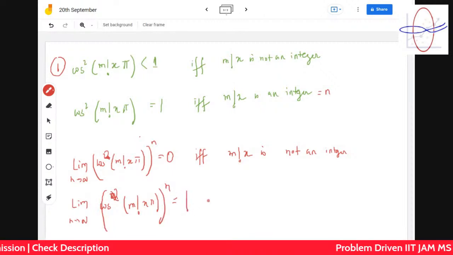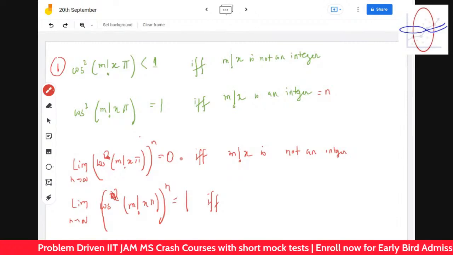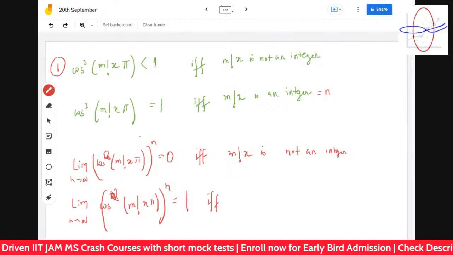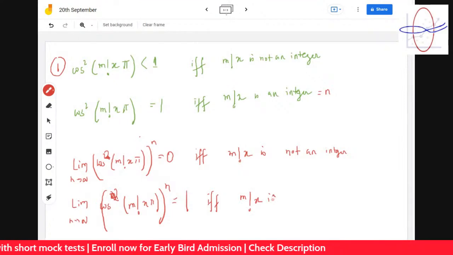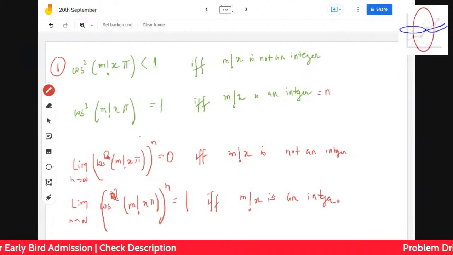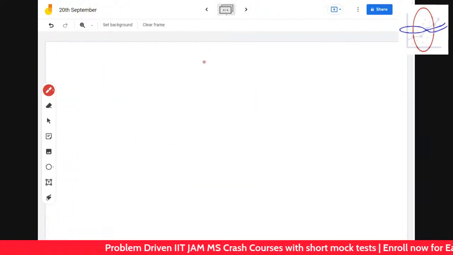So it's cos square and whole to the power n. This will be going to 1 if and only if, so it's like this is between 0 and 1, and you are doing to the power n and tending it to infinity. So it turns out that this goes to 0. And it's equal to 1 in this case if and only if m factorial x is an integer. So you can easily understand that depending upon the value of x, the two limits are different. Okay, so let me write it down again.